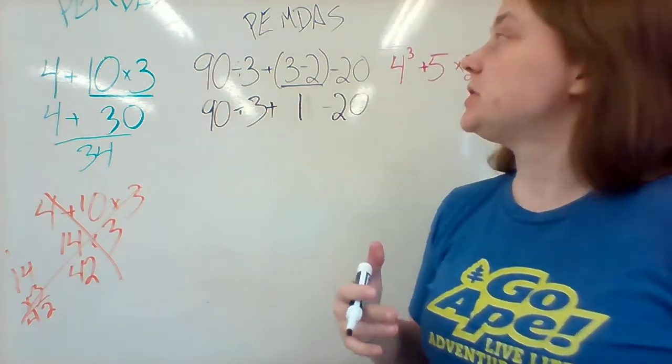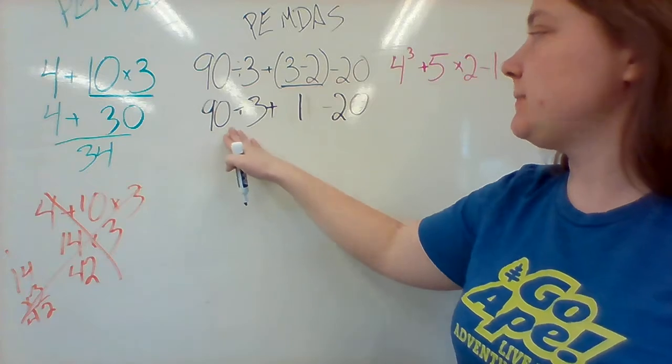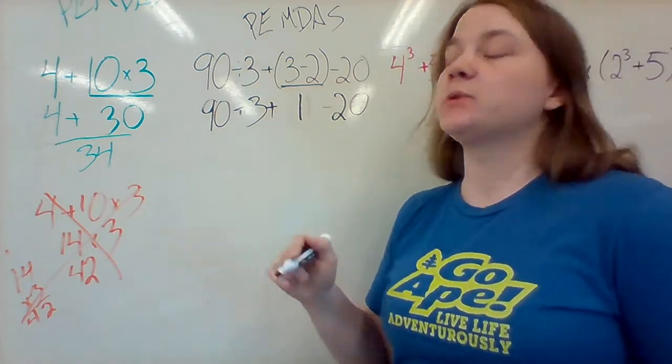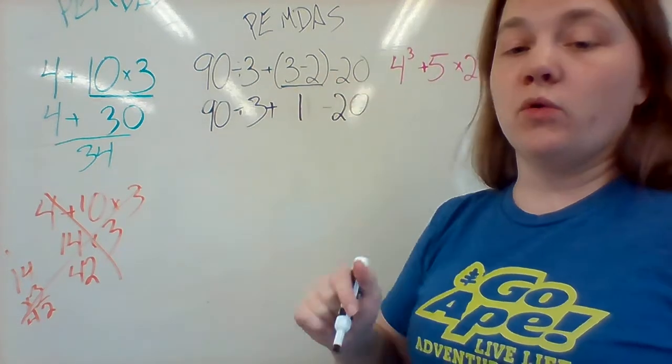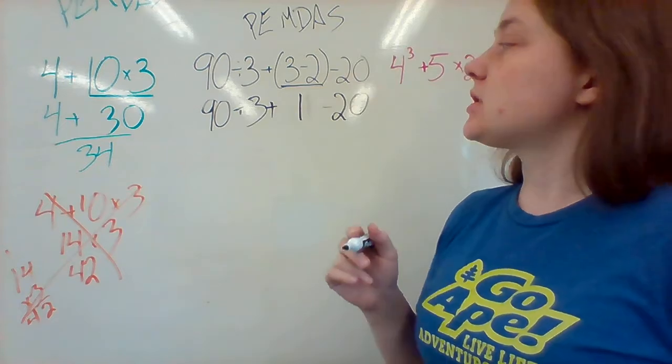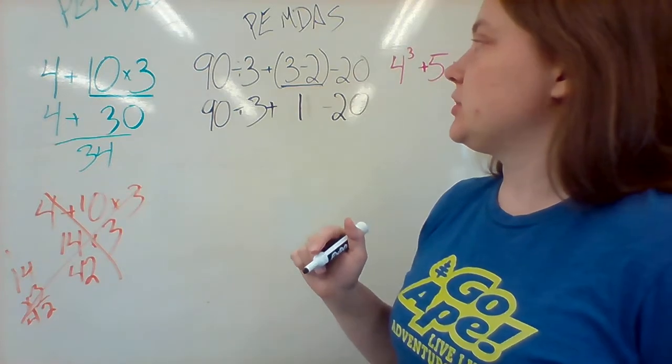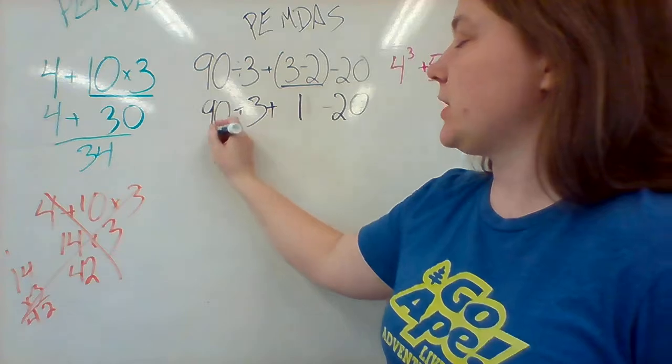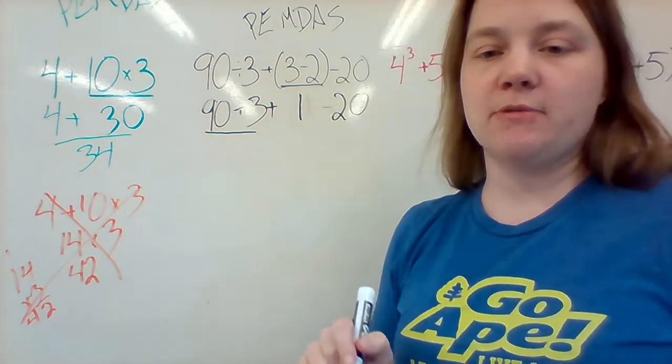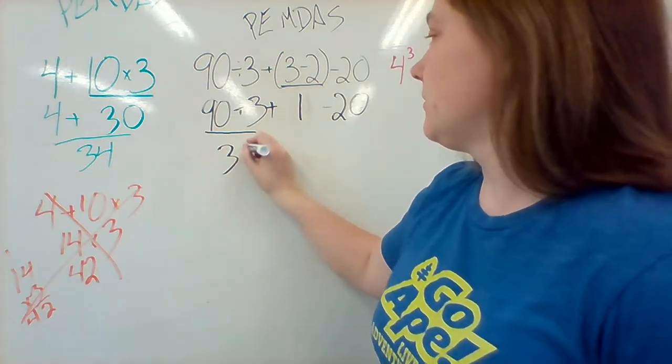The next thing I want to do is look for any exponents. Do I have any exponents here? Nope. Which means I can switch over to multiplication or division. So I need to go in order and look for multiplication or division. I see a division problem right away. 90 divided by 3 is 30.